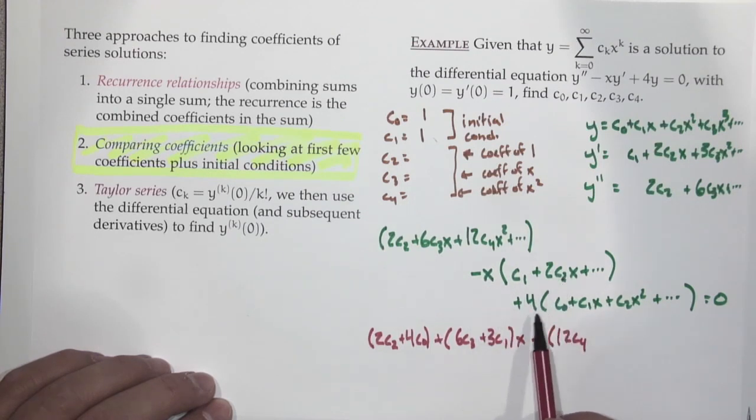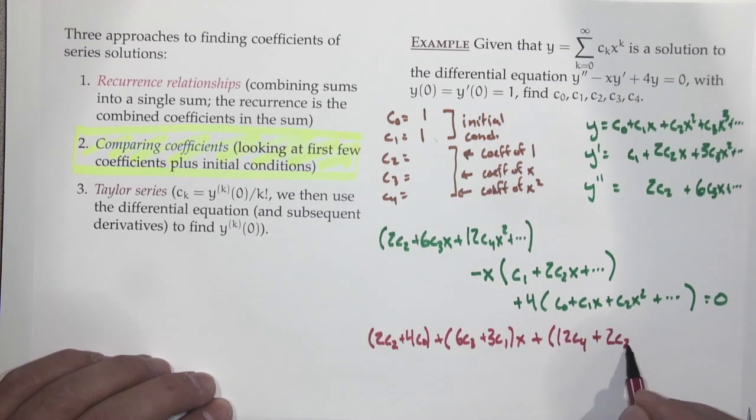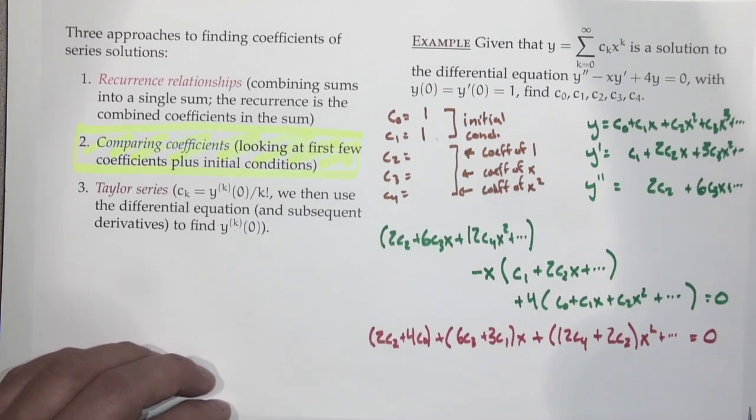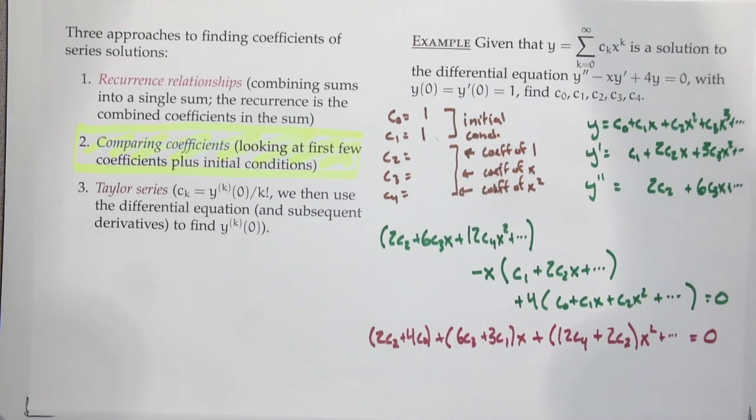Minus 2c2 and plus 4c2. Combined, they make 2c2. And dot, dot, dot just means there's higher order stuff, but we don't care about the higher order stuff because we just need those three coefficients. What does that tell us?